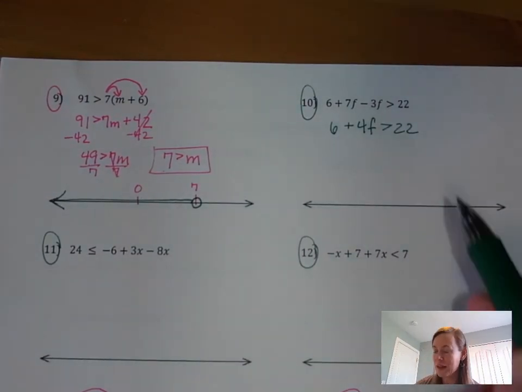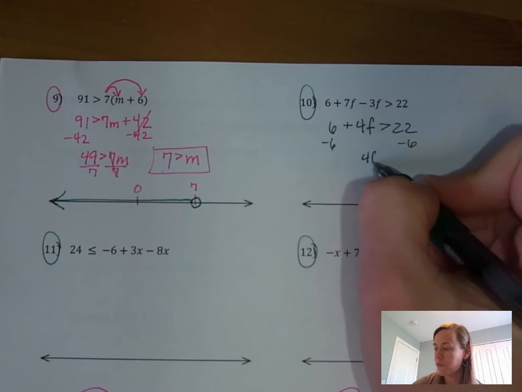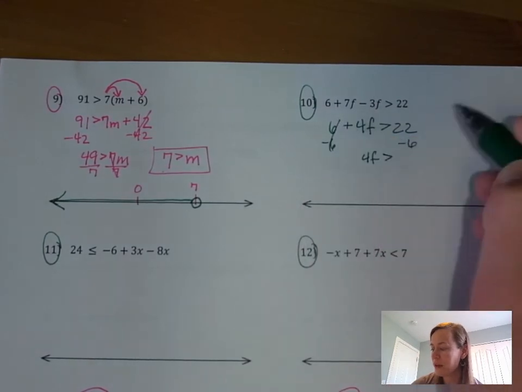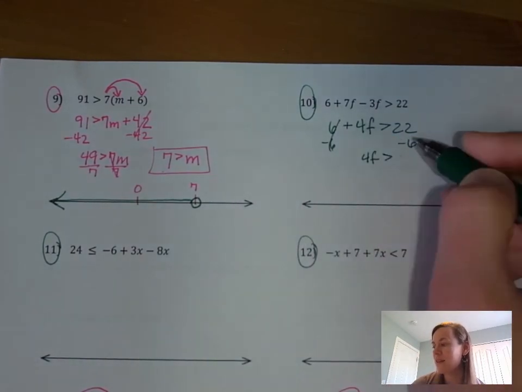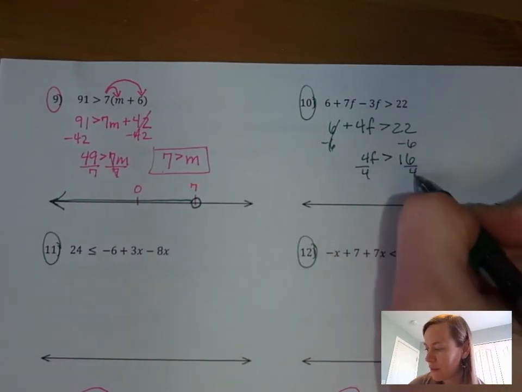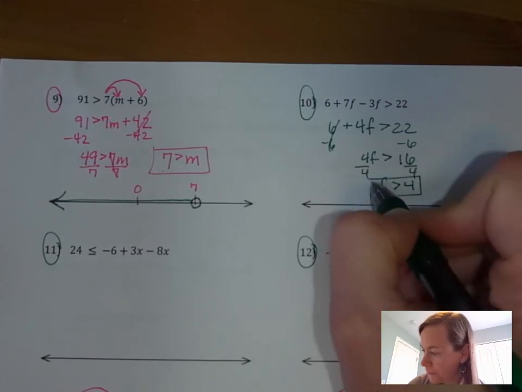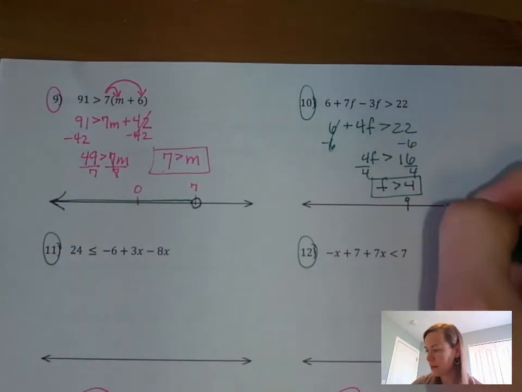And then from here on out, there's not much new. We're going to get rid of the 6 first. We're going to be left with 4f, because that went away. 4f is greater than, let's see, 16, right? Okay, now we're going to divide through by the 4, and you're going to be left with f is greater than 4.